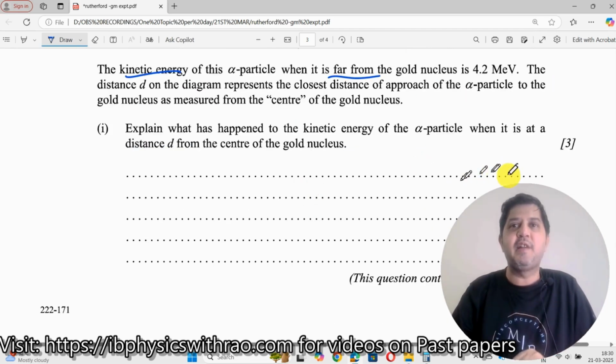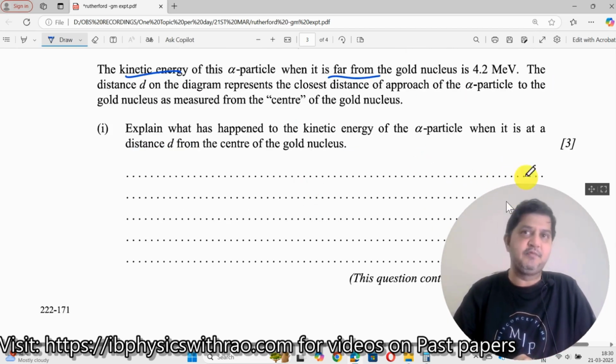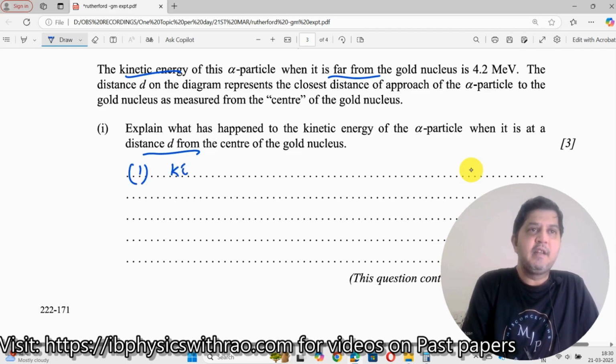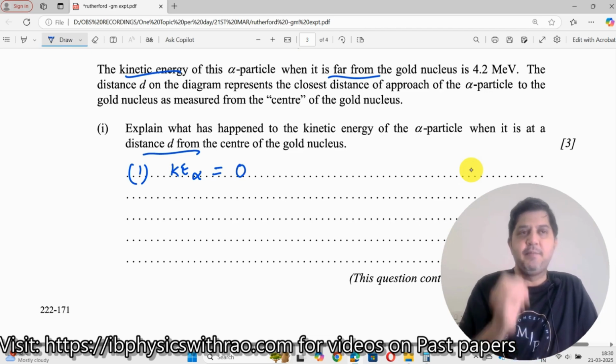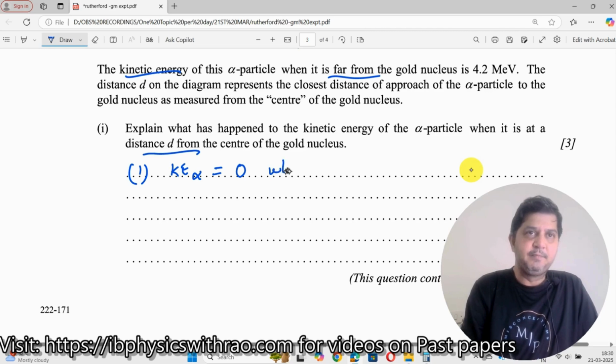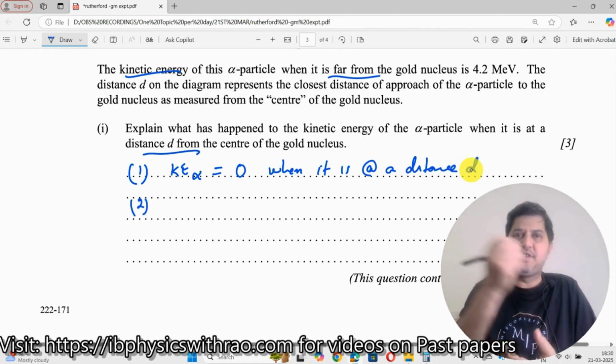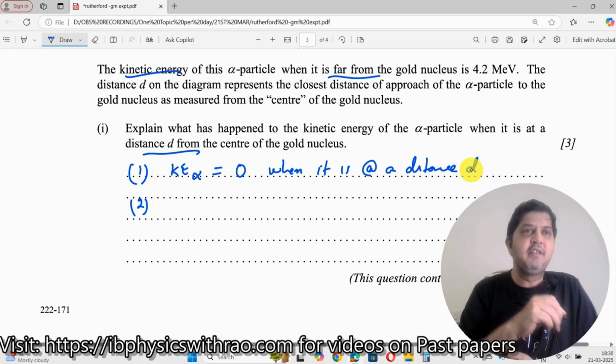Now what is it you need to write? You need to write 3 points over here, for 3 marks. What happens when it is at a distance d? The first point: the kinetic energy of the alpha particle becomes 0 when it is at a distance d. Second point: if it becomes 0, what is happening to it? Is there friction there? There is no friction, right? Then what happens to the kinetic energy? Why should it become 0?